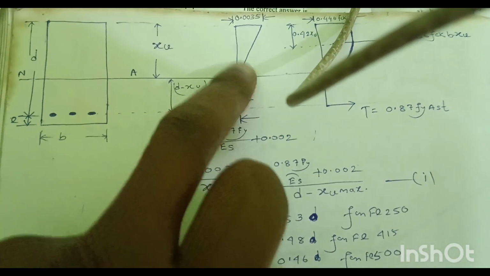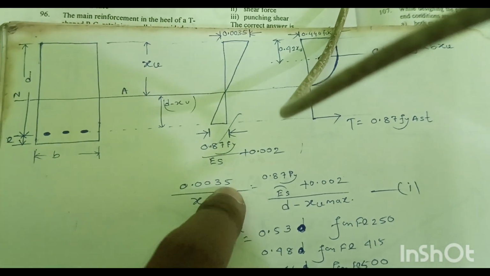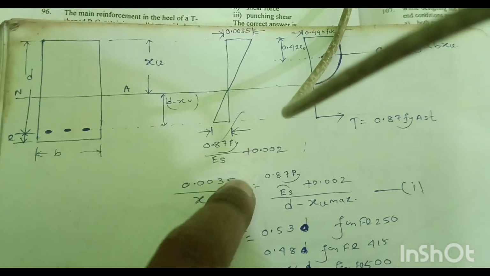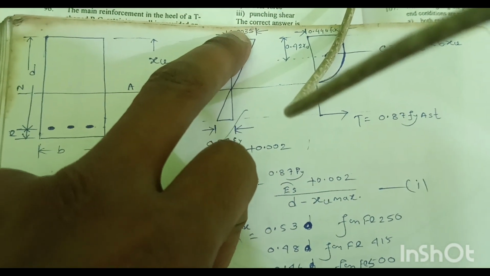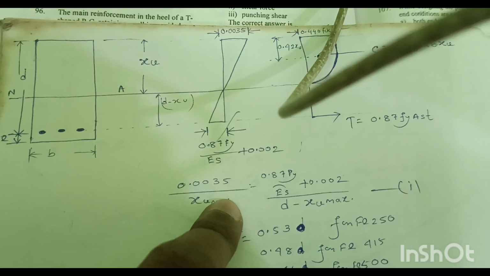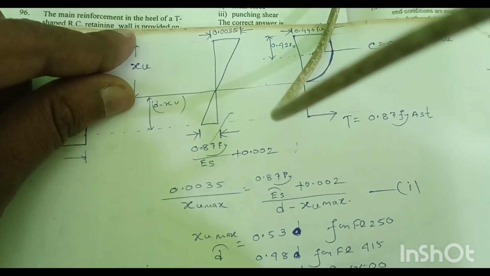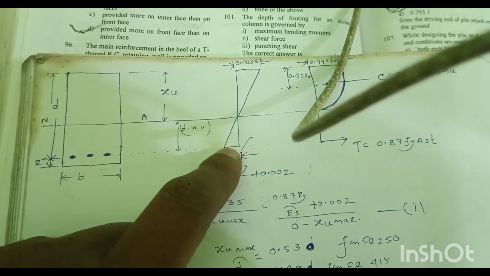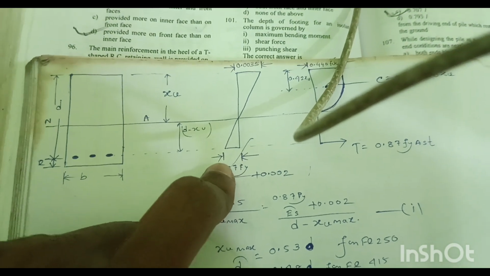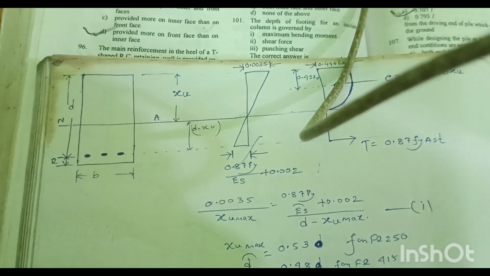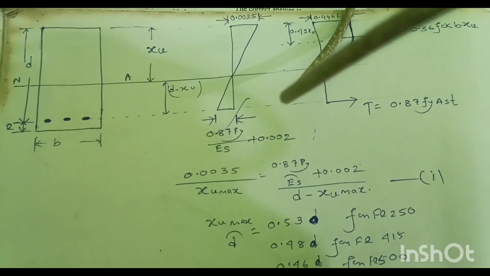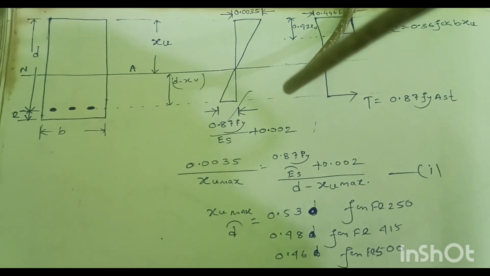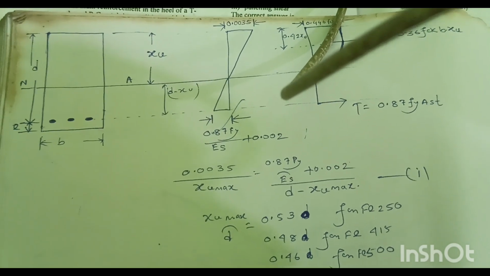So, by the properties of similar triangles from the strain diagram, we can write: the maximum compressive strain 0.0035 divided by this distance xu, which is equal to the strain here, 0.87 Fy divided by Es plus 0.002, and this distance d minus xu. And suppose this is the balanced rectangular RCC section, so xu will be equal to xu max, so we can write xu equal to xu max.